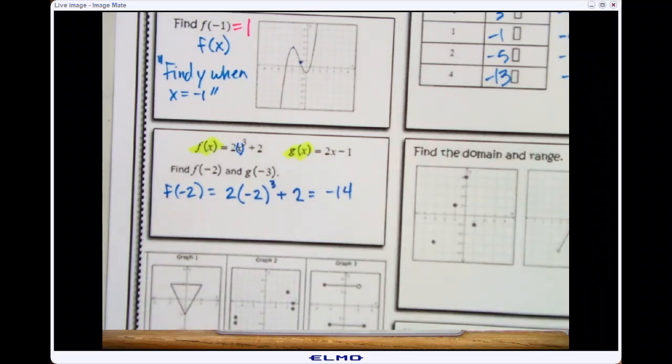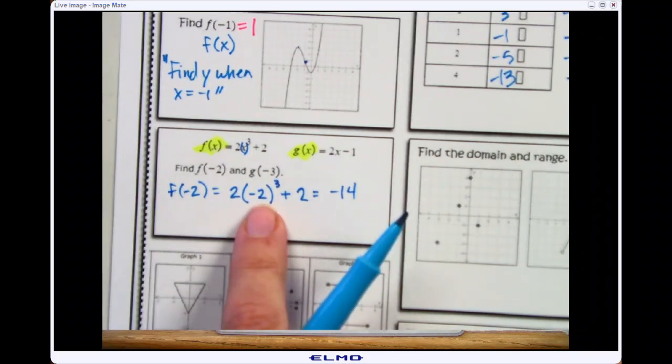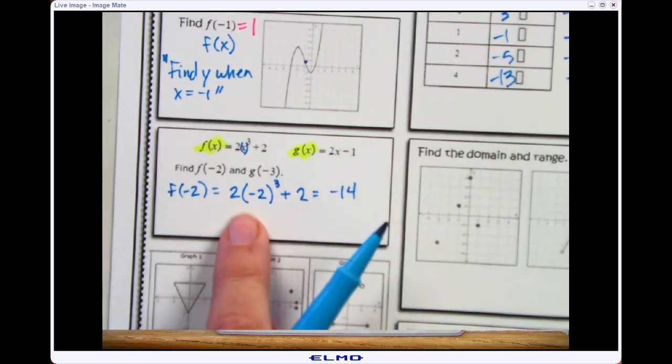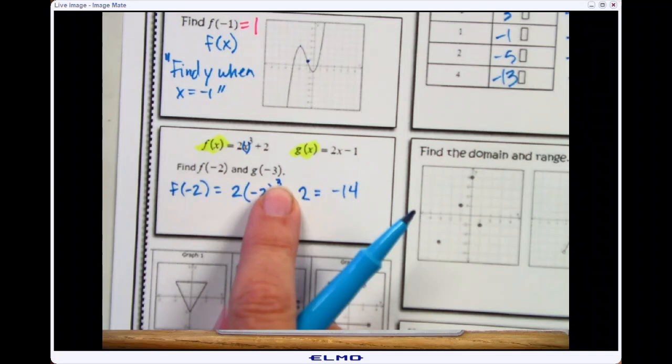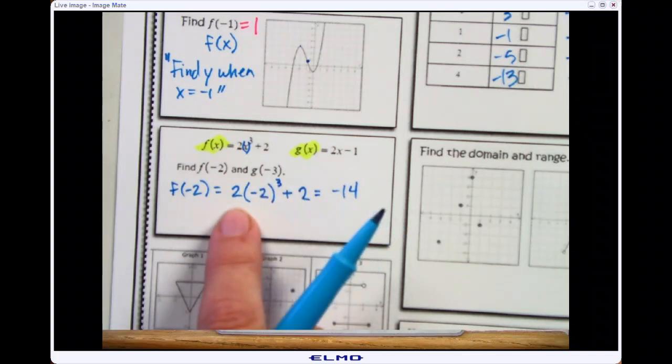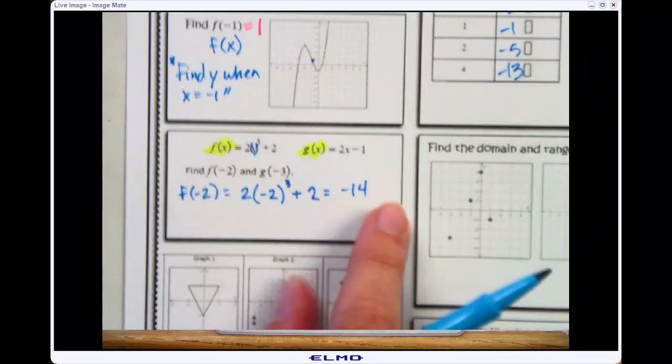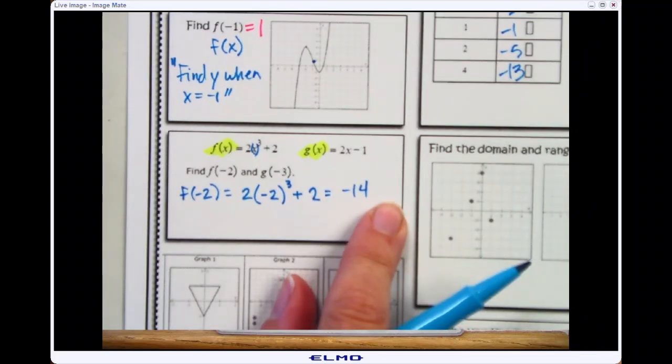Wait, so how did you get that? What did you do? To get 14 or to set it up? To get 14. So we did negative 2 raised to the third power, which is negative 8, times 2 is negative 16, plus 2 is negative 14. We just did order of operations. Okay.